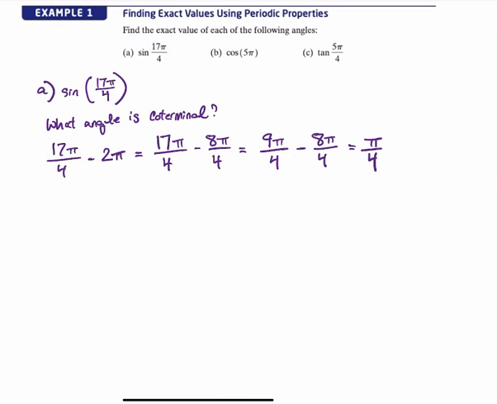So what this is saying is this angle 17 pi over 4, if you were to start at pi over 4, which is that angle halfway in the first quadrant, and then rotate around once and then rotate around again, that's our true angle. But we're landing up in that same position. So we can say 17 pi over 4 is coterminal with pi over 4. Meaning it's going to share all of the same trigonometric values.